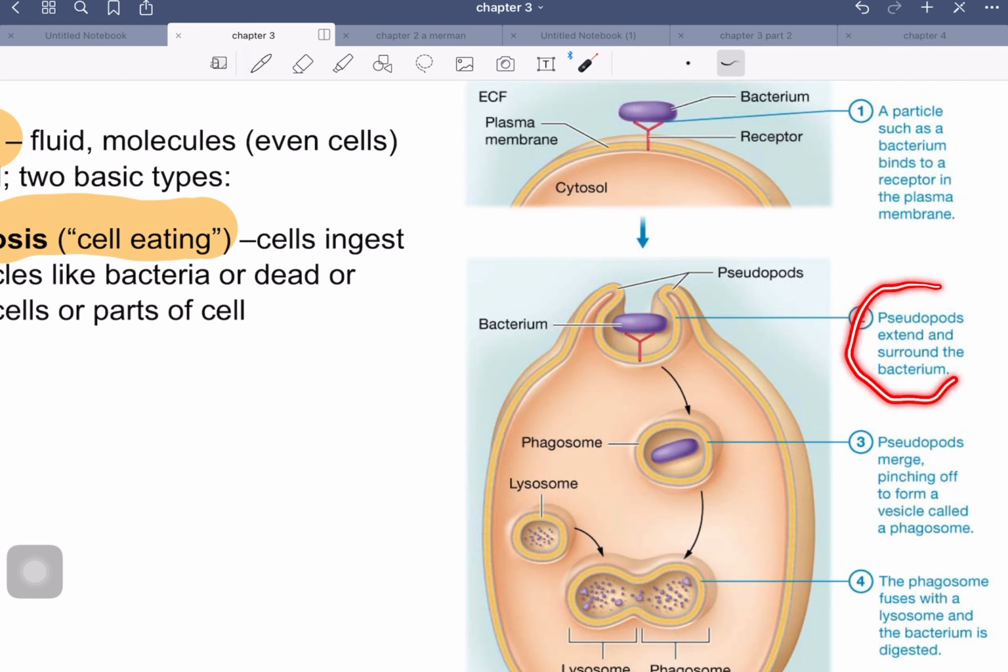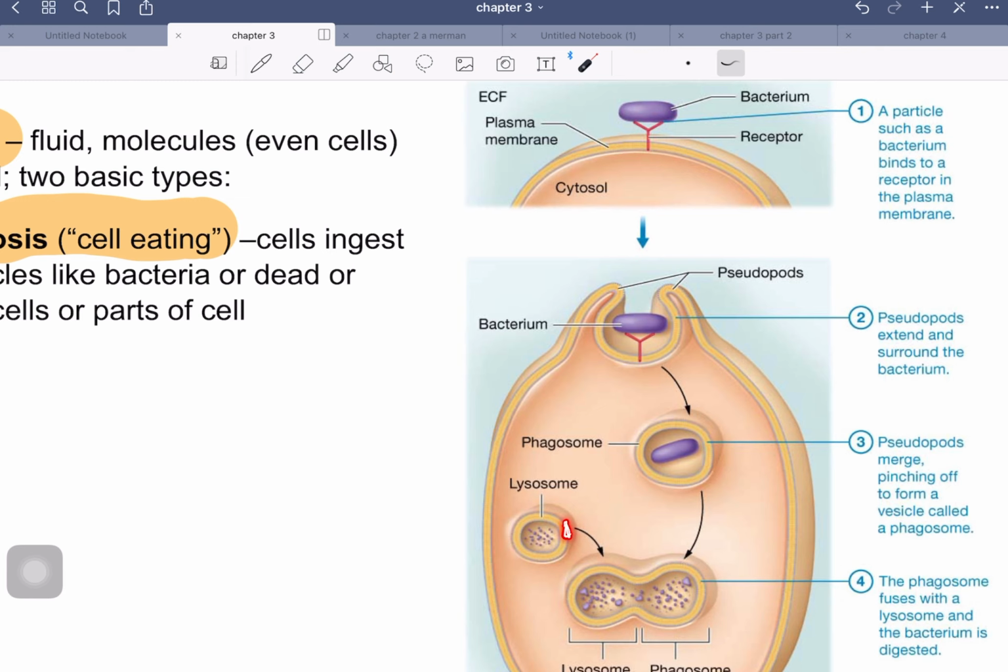So a particle such as a bacterium binds the receptor. The pseudopodia extend, surrounding the bacterium. The pseudopodia merge and pinch off, and now we have a vesicle. Because this is a process of phagocytosis, we can call this a phagosome, meaning eating body. And if this is bacteria, I don't want to just bring it in and leave it hanging out in a vesicle. The vesicle with the bacteria could merge with something like a lysosome that has digestive enzymes.